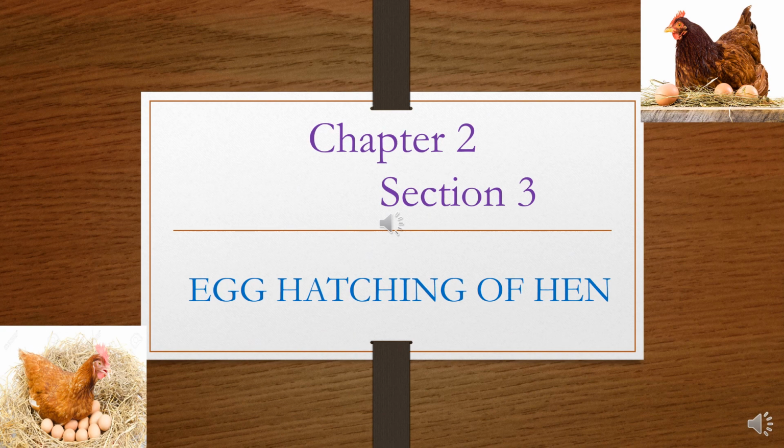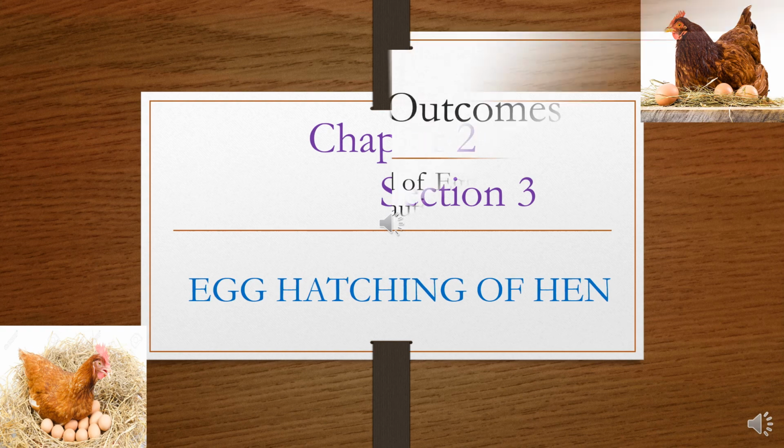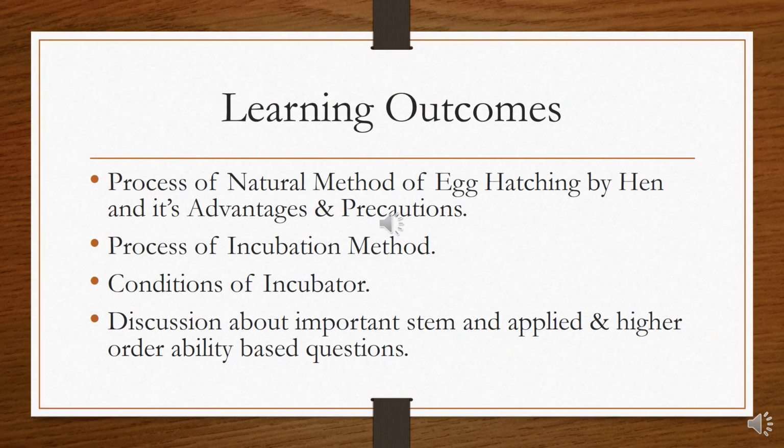Today I am going to discuss chapter number 2, section number 3, that is egg hatching of hen, especially STEM applied and higher order ability based questions with answers. At the end of this chapter, you will come to know about the process of natural method of egg hatching by hen and its advantages and precautions, the process of incubation method, conditions of incubator, and finally a discussion about important STEM applied and higher order ability based questions.